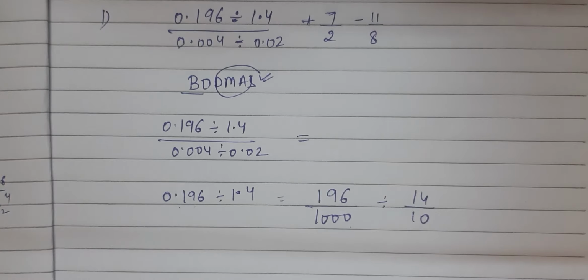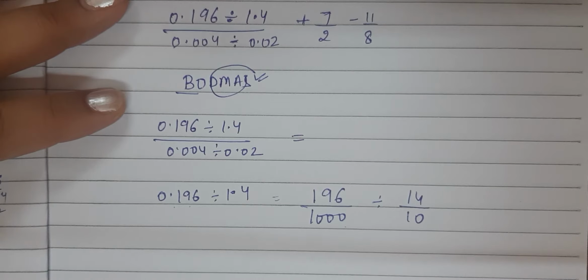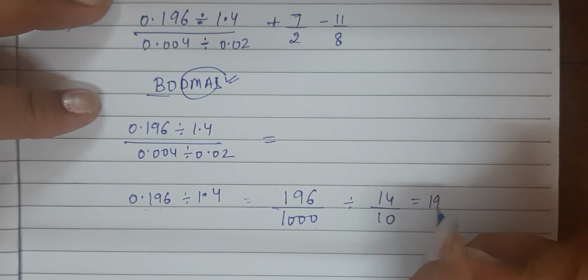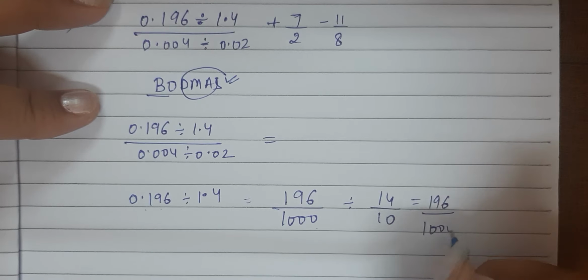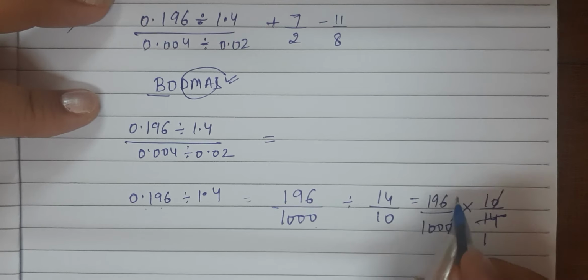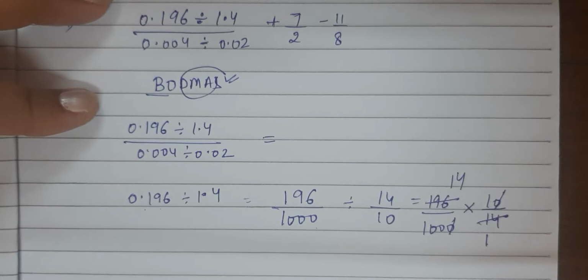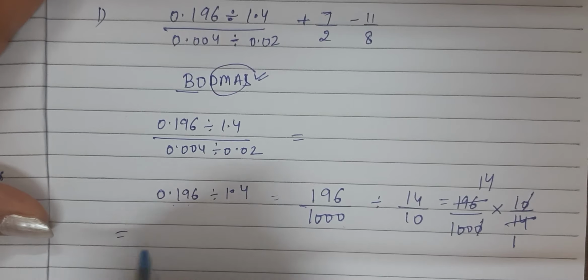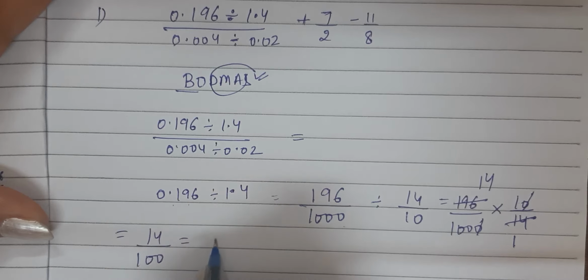Now, since this is a division, it can be reciprocated and it will be 196 upon 1000 into 10 upon 14. The zeros cancel out, 14 into 14 is 1, so the result with me is 14 upon 100, that is 0.14.